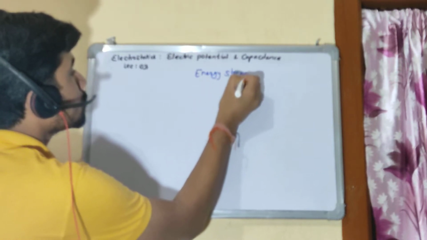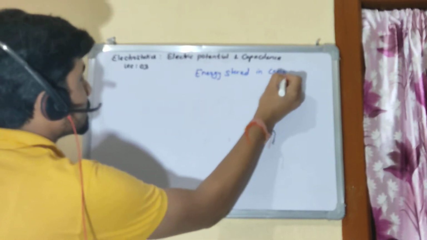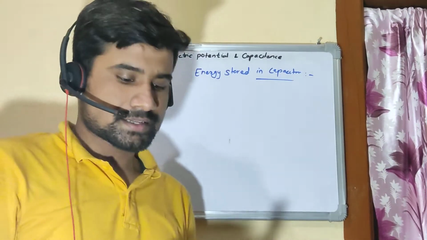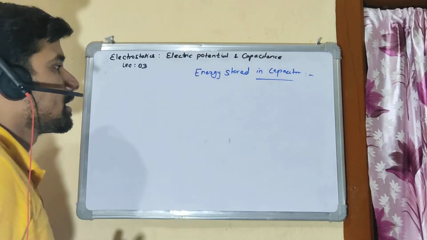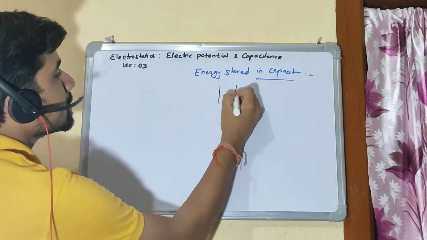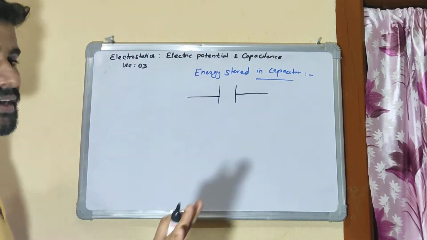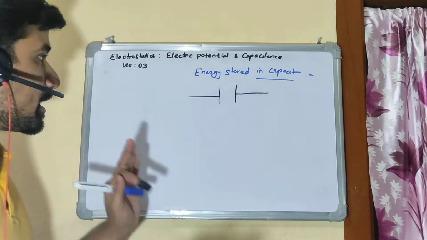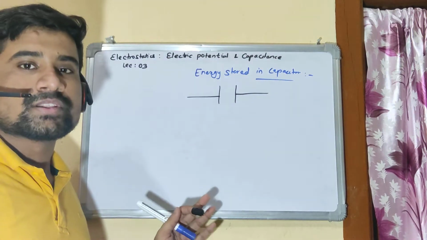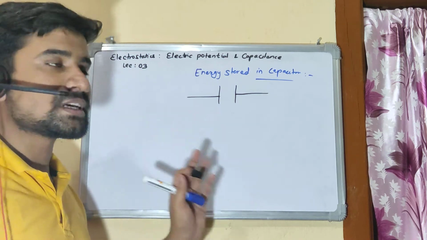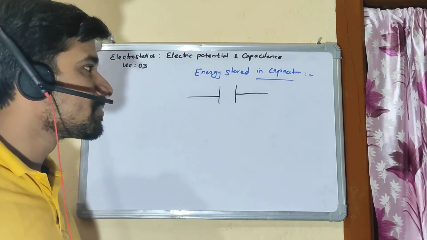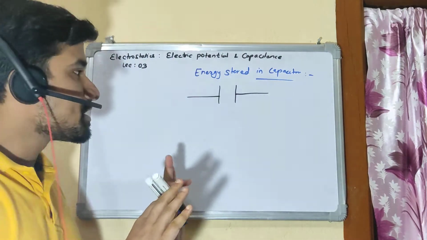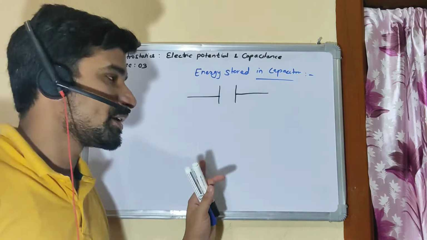Energy stored in a capacitor. So we just discussed what a capacitor is. Let's start with an uncharged capacitor. Initially, let's say this is a capacitor with no charge on it. Now if I need to store charge on this particular capacitor, let's say this is a capacitor which is neutral as of now. There is no charge on the plates.